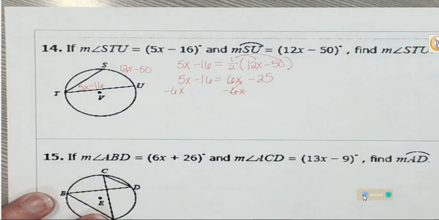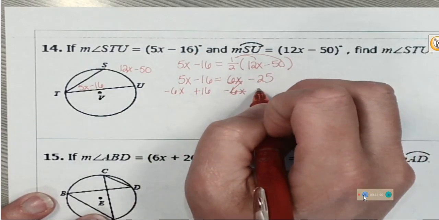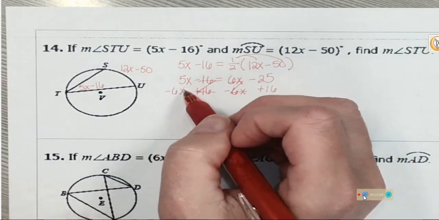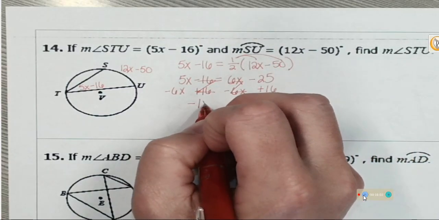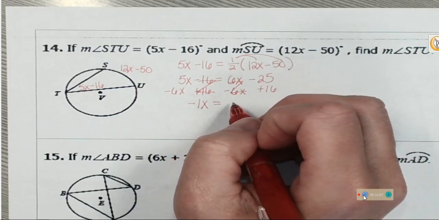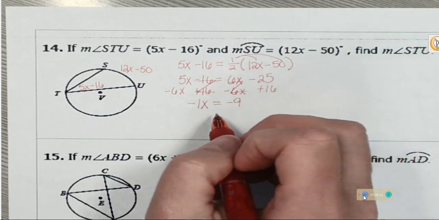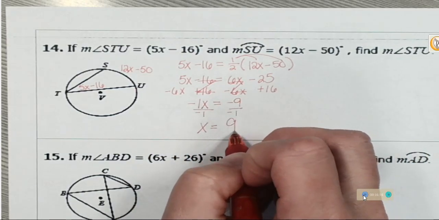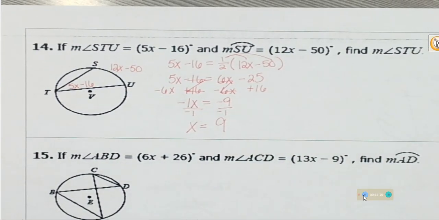Inverses cancel. I'm going to inverse negative 16 by adding 16. Now, here's the only place it scares me. What's 5 minus 6? Negative 1. Negative 1x. Negative 25 plus 16 is negative 9. Can I leave negative x? No. Gotta have a positive x, which causes me to have a positive 9. Now, I got x equals 9.